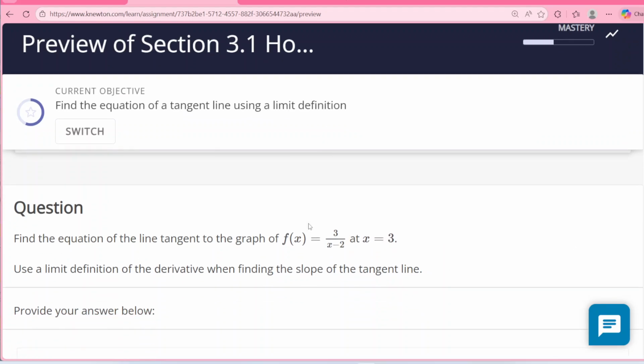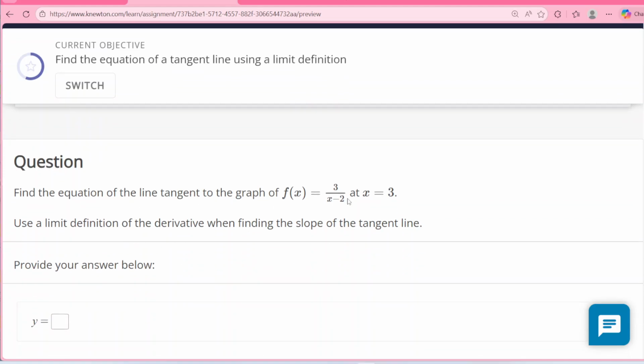All right, so same deal, right? Find the equation of the line tangent to another rational function at x equals 3. So again, I like doing that first definition. It says use a limit definition, right? So I'm going to do that first one.